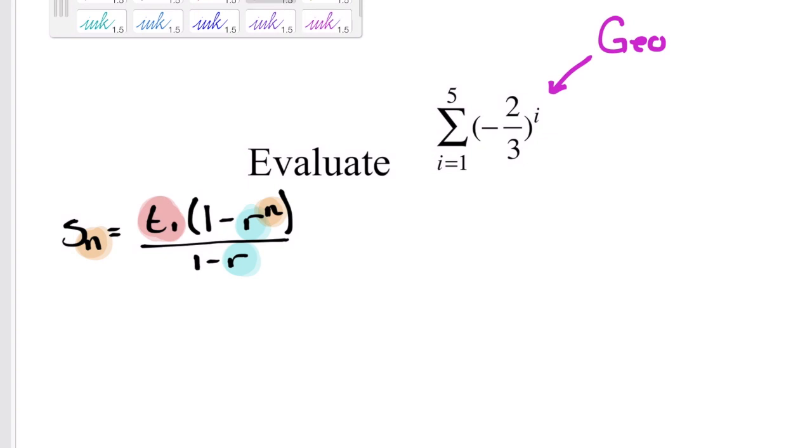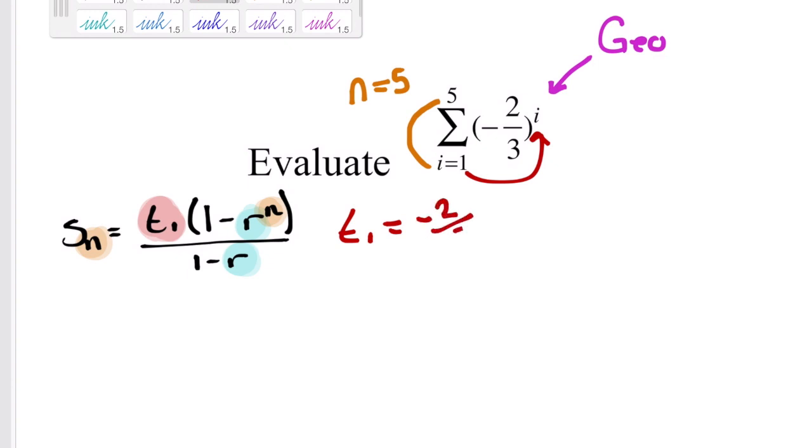This means that I need to have my n first off. Because I go from 1 to 5, I know my n is going to be equal to 5. I have 5 terms I'm looking at going from 1 to 5. I need my first term, and so here I'm going to plug in the 1 to the i to figure out what my first term is. So t sub 1, whenever I plug in 1, it's just negative 2/3 to the first power, which is just negative 2/3. And then I also need my r, my common ratio.